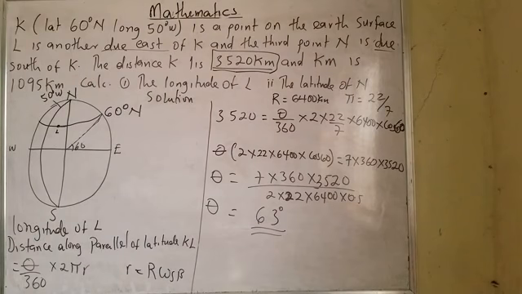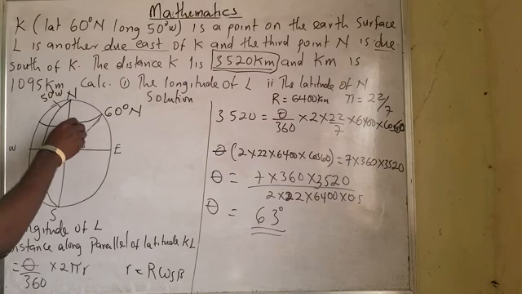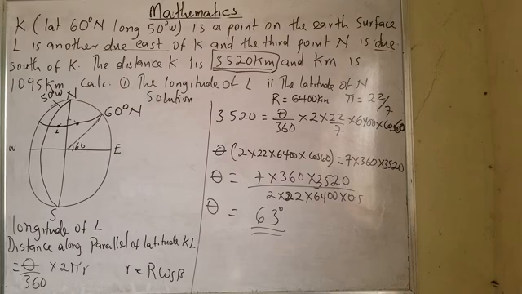Now, it means the angle between K and L is 63 degrees. That would be 63 degrees. Now, since I've gotten the angle, which is the latitude, the longitude, the second question asks for something again. It asks for the latitude of N. But I won't stop there.